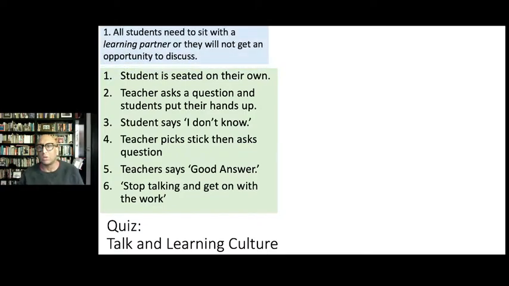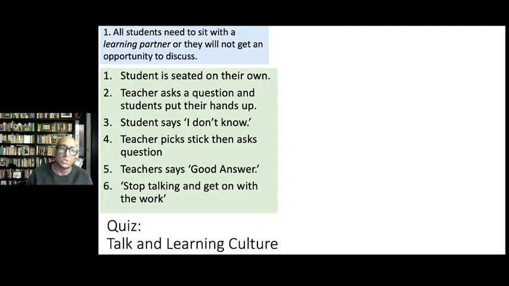Okay, student is seated on their own. I often go into classrooms where students are on their own. And I would say that that is a major problem, because all students need to sit with a learning partner, or they will not get an opportunity to discuss the learning. Or worse, the discussion isn't part of that process. So if you are in a classroom and a student is seated on their own, there should be some attention drawn to that right away.